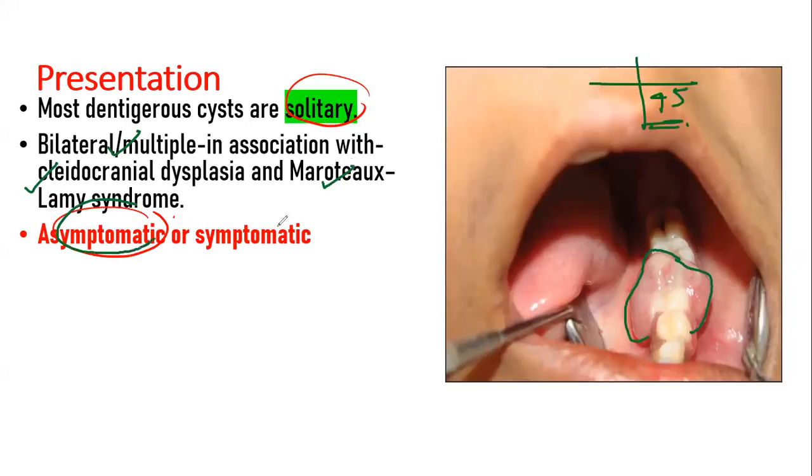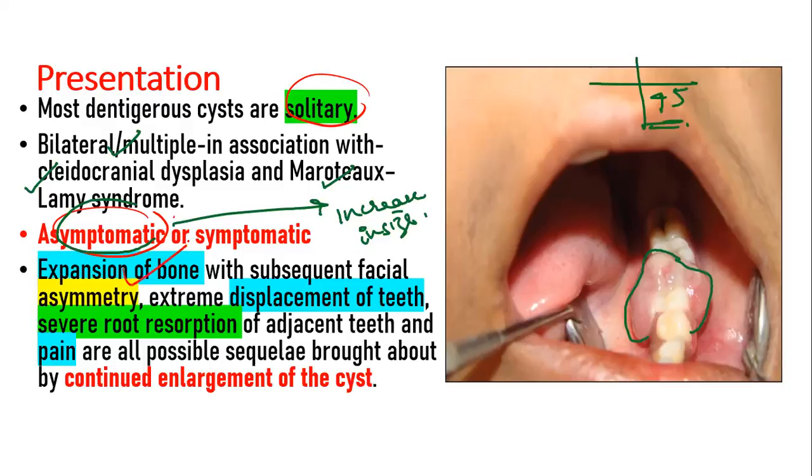Usually they are asymptomatic, but if allowed to increase in size, they will give you some symptoms. Okay, what are these symptoms? It might lead to expansion of bone, asymmetry, displacement of teeth, and severe root resorption. So again, let's go back to this diagram here. Right, you have this unilateral dentigerous cyst. Now, what this is doing is, it is causing the expansion.